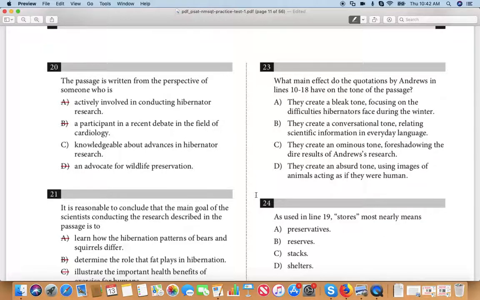Irene, I want you to read question 23 for me, please. What main effect do the quotations by Andrews in lines 10 through 18 have on the tone of the passage? Yeah, the tone of the passage. Let's talk about that term first. What does tone mean, Irene?